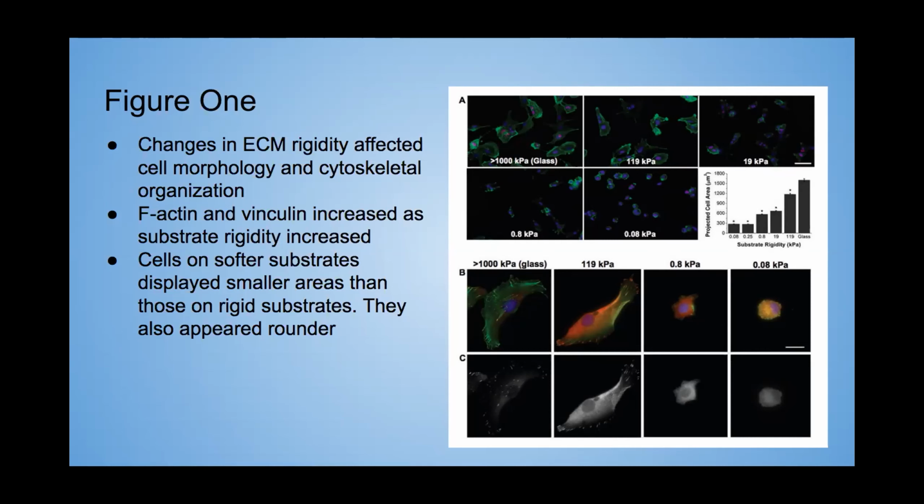More specifically in B, they stained F-actin green again and vinculin red, which is a focal adhesion protein, if you don't remember, and saw that both increased as rigidity increased. And then C just showed the vinculin signal alone, and again it showed that it increased.